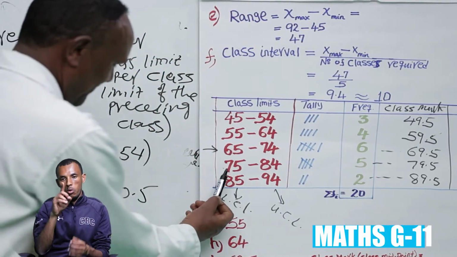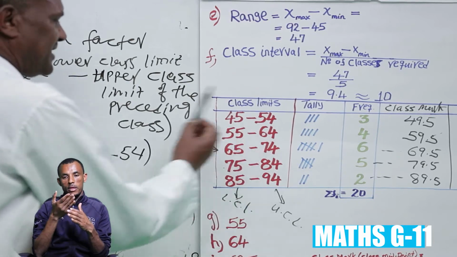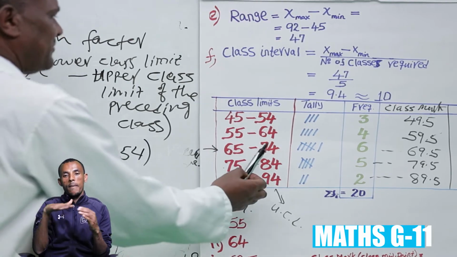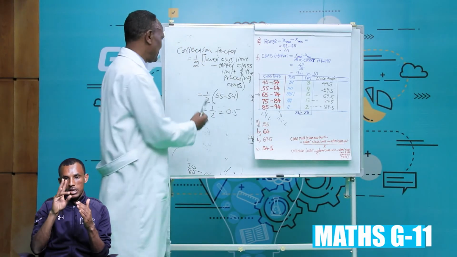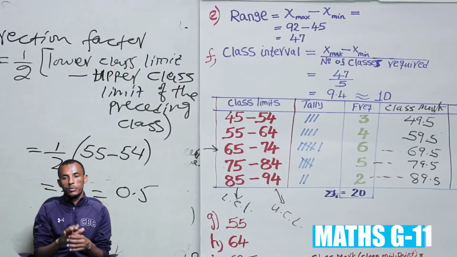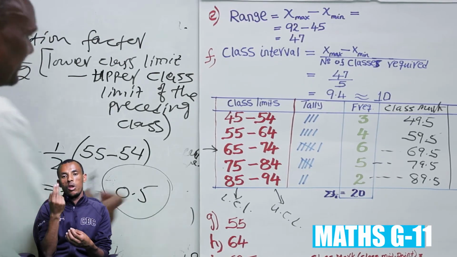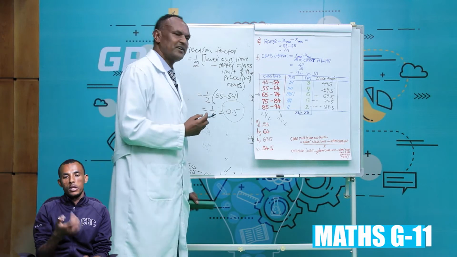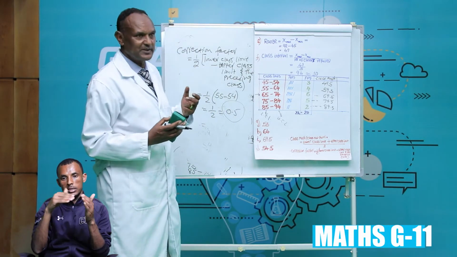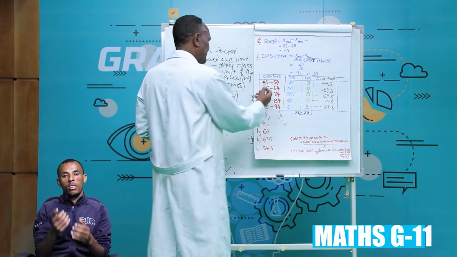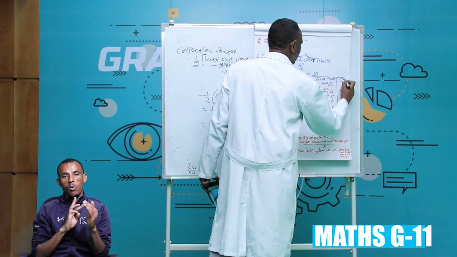You can take the class that has a lower limit of 75. The upper class limit of the previous class is 74. 75 minus 74 is 1, times half, you will get 0.5. For class boundaries, the correction factor will usually be 0.5. And this 0.5 must be added to and subtracted from the limits. From the lower limits, when I subtract, you will have the class boundaries.